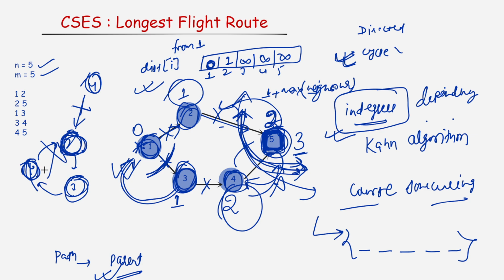So whenever you have to find a cycle in a directed graph, you can apply topological sort. And if it is given that there is no cycle, then still you can apply topological sort, because by applying topological sort you will explore all the nodes. Now we will see the code.